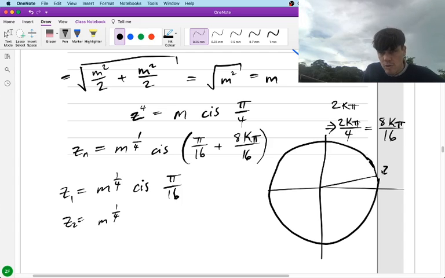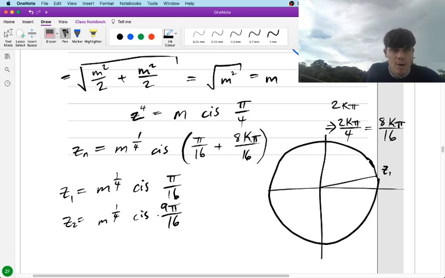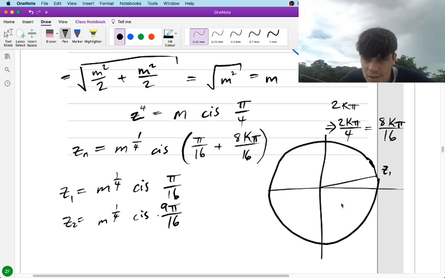Okay, so this is our first solution, Z1 here. Z2 is m to the 1 over 4 cis, and then we're just going to substitute k equals 1 here, so that becomes 8 pi over 16. 8 pi over 16 plus pi over 16 equals 9 pi over 16. Now, 9 pi over 16 is just, well, halfway is a pi, so 9 pi over 16 is just over halfway. So it's going to be here.